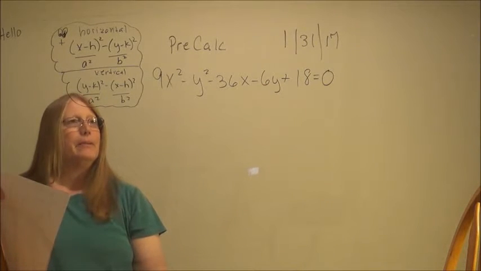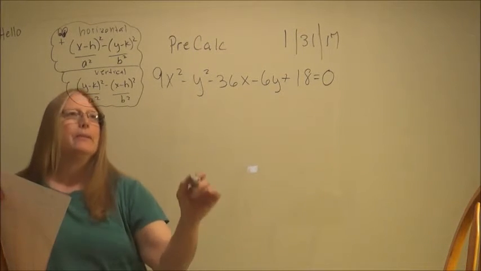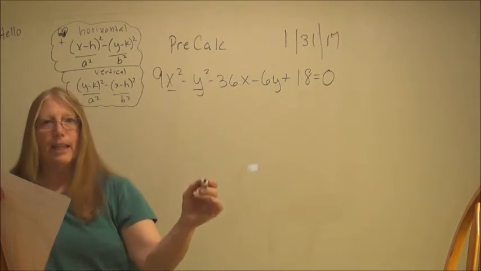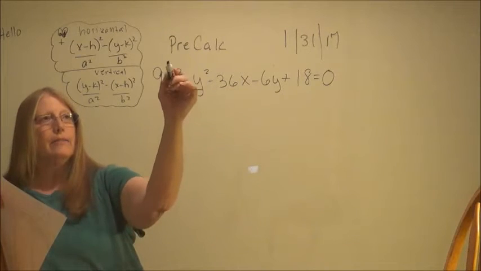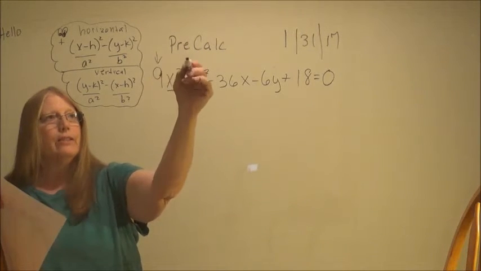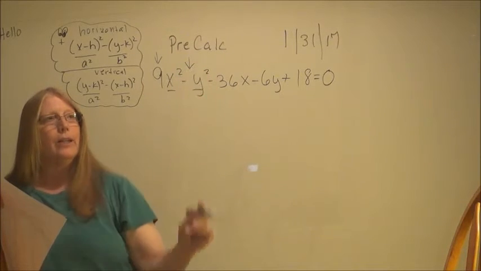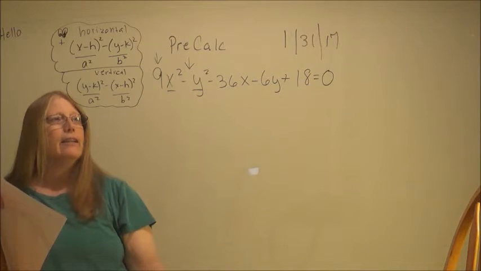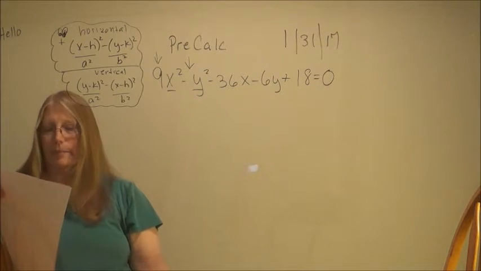Here's a typical problem. You know that you have a hyperbola when it has an x squared term and a y squared term, and the x squared term and y squared term have different coefficients. So here's a 9 and an unwritten 1. With that, we will go ahead and do this one.